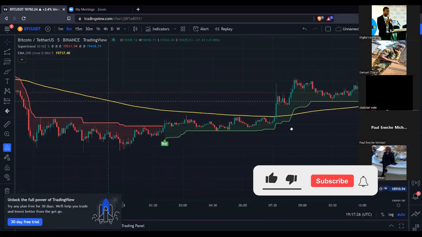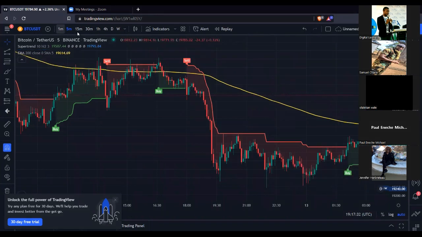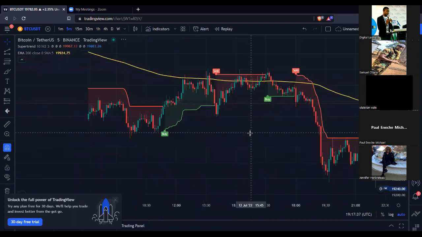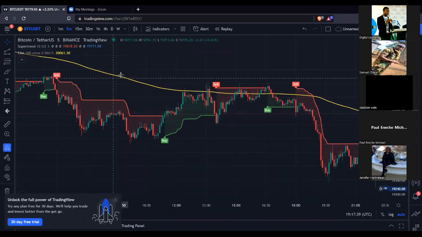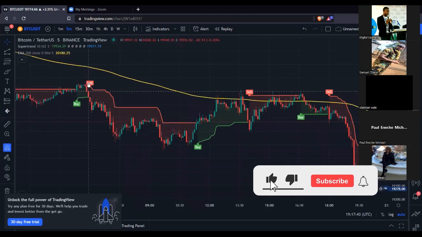Now, what we use the moving average for is to determine the overall trend of the market, whether we are on the 1 minute time frame, the 15 minutes time frame, whatever time frame we are on. We are going to be using this moving average to make decisions and know the type of signals that we are taking from the super trend.